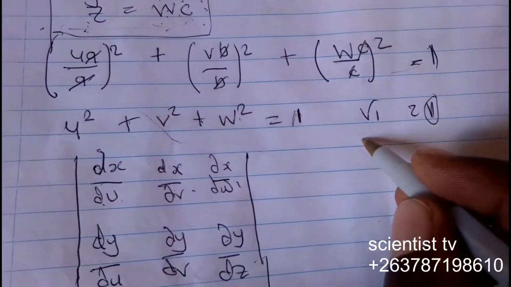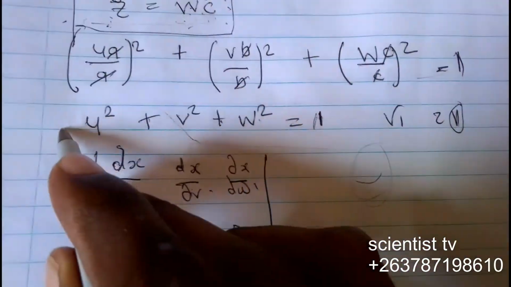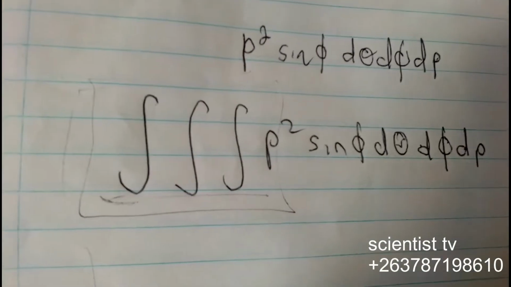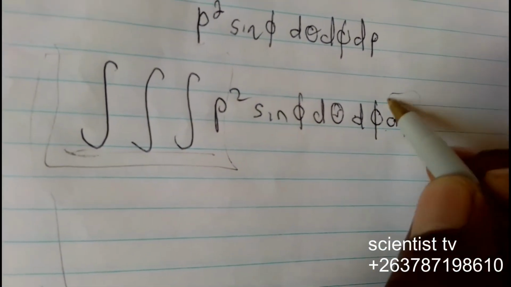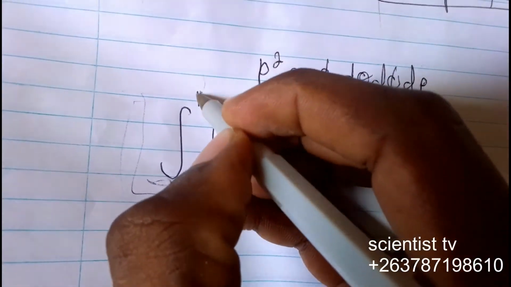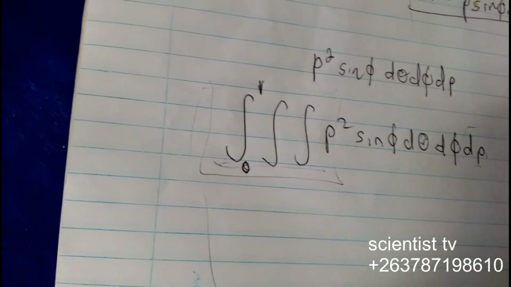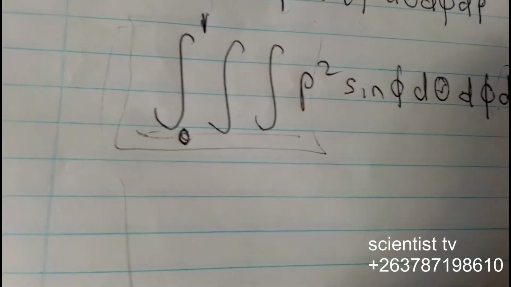So this is a circle. This is a sphere of radius 1, right? So if we get back to our integral, from dp, this is the last integral, that means here we're going from 0 to 1, our radius, since we have transformed an ellipsoid to a sphere. That's why now we're taking it as a sphere.